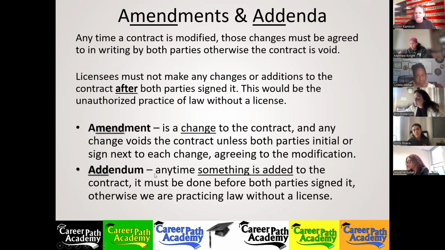An addendum is like if we need to add a page to the contract. That's called an addenda or addendum. Anytime something is added to the contract, it must be done before both parties sign it. Otherwise, we're practicing law without a license. So if you want something added to the contract, you need to give it to the attorneys during review and have them add it, unless you added it before both parties have signed it.